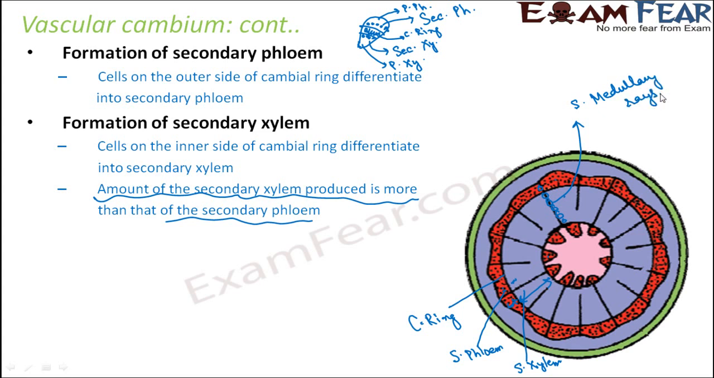So this was all about the vascular cambium. So now you know how vascular cambium can cause increase in girth.